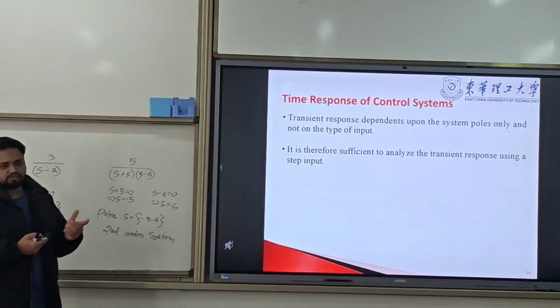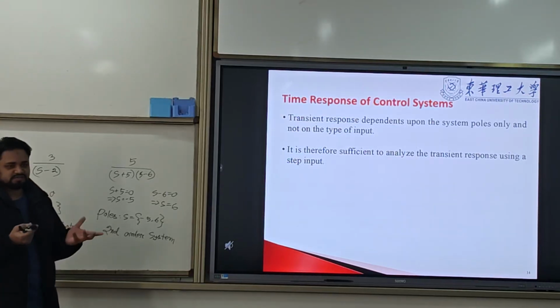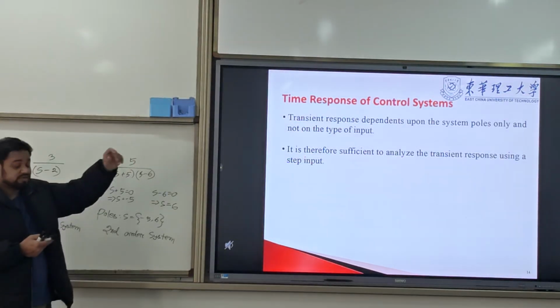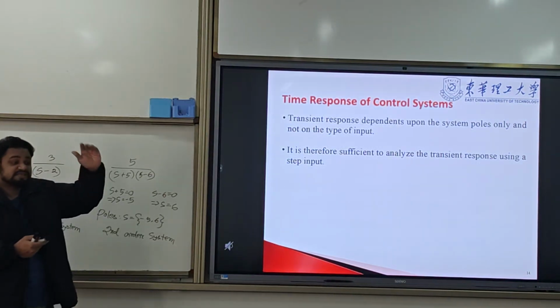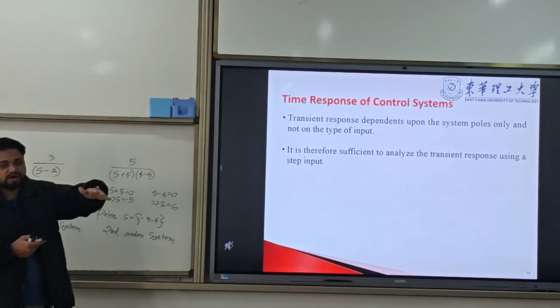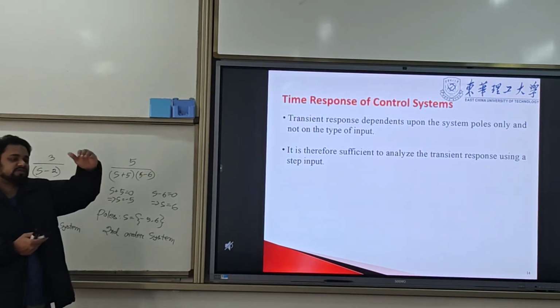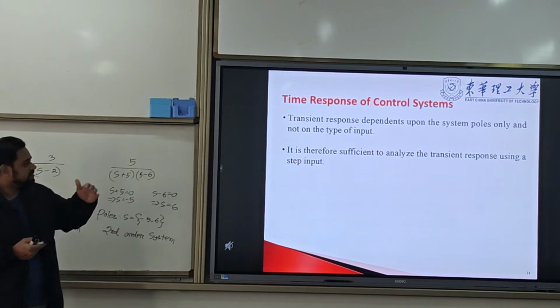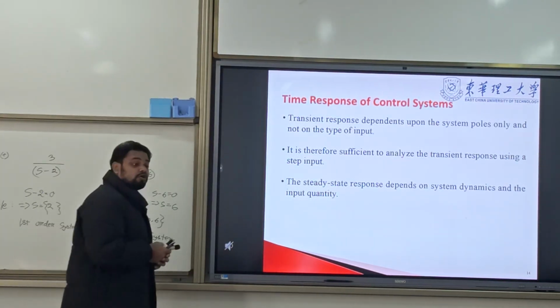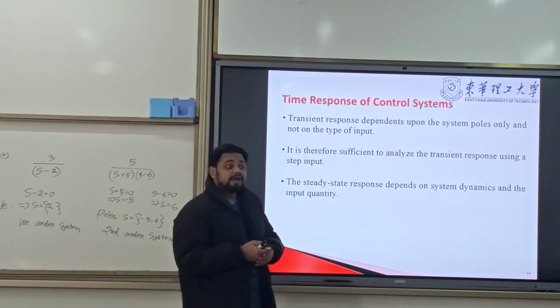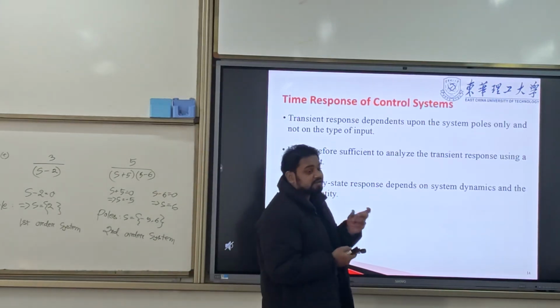But if we use just one input, a step input, it is much easier, because the transient response depends on which type of system it is: first order, second order, third order. For a first order system, the transient response will be one type; for a second order system, the transient response will be another type. And the steady state response mostly depends on the system dynamics and which type of input it is.